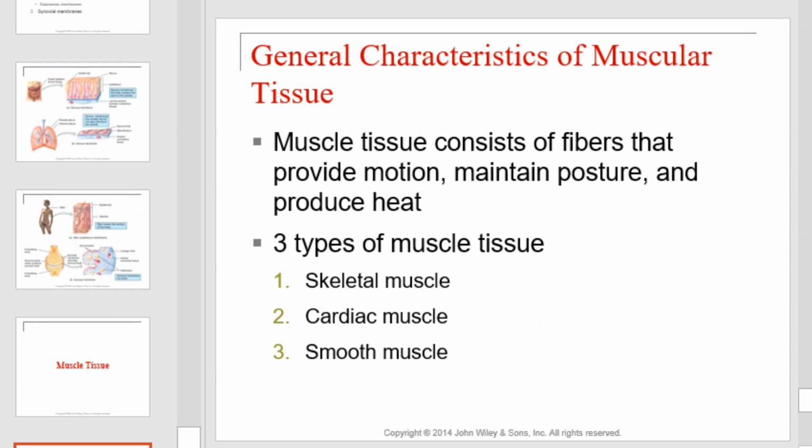Muscle tissue. Muscle tissue consists of fibers that provide motion, maintain posture, and produce heat. There are three types of muscle tissue: skeletal muscle, cardiac muscle, and smooth muscle.